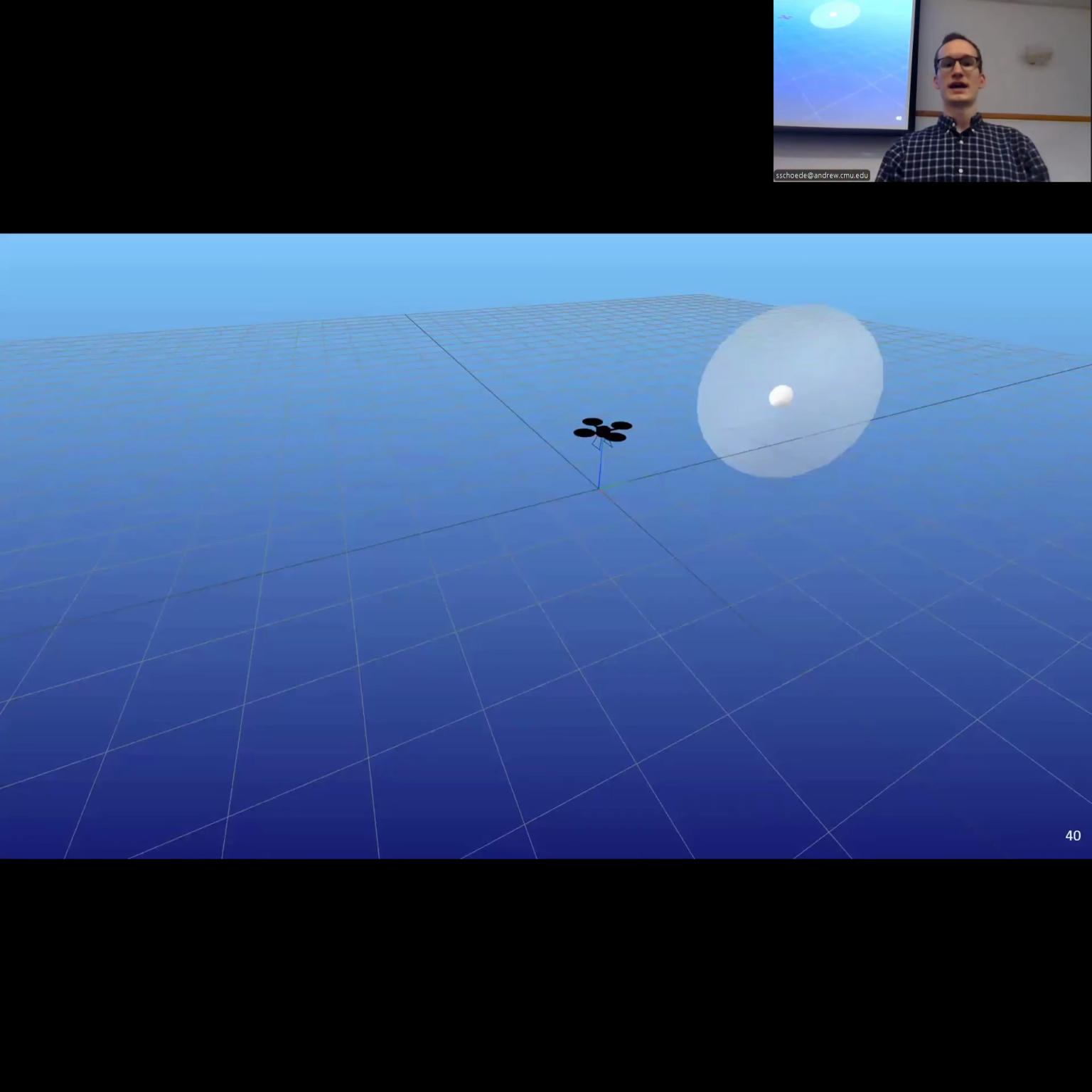And so in this example, we have the drone sitting at the origin, and we have this point mass, this point with an inflated sphere around it to act as a keep out zone.